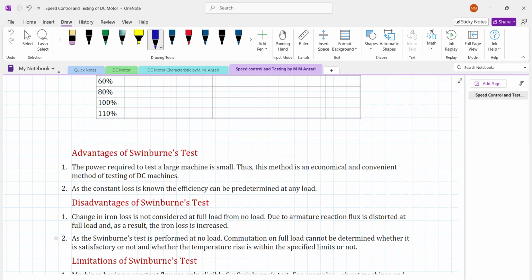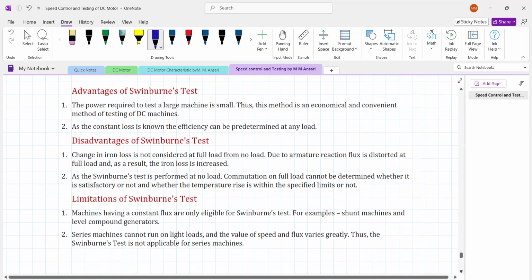So this is the advantage of the direct load test. In a direct load test, it is possible to know the mechanical vibration, commutation, any sparking over the brushes, and at the same time, the temperature rise. But in this method, the motor is not loaded. So when it is not loaded, there is no question of temperature rise. There is no question of large current, and hence the effect of commutation, armature reaction, vibration or sound cannot be accounted for. So this is the disadvantage of this method.